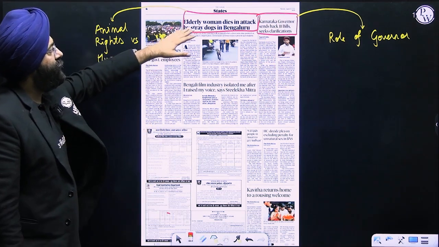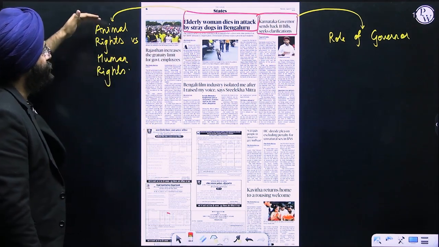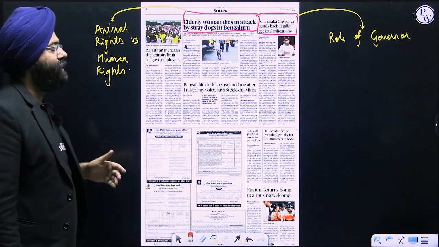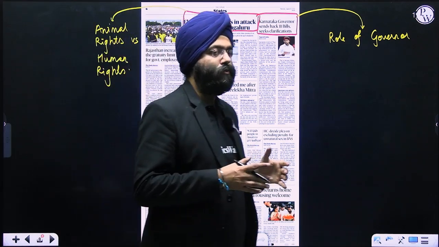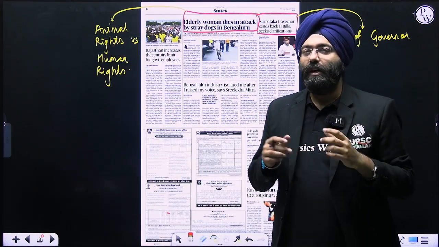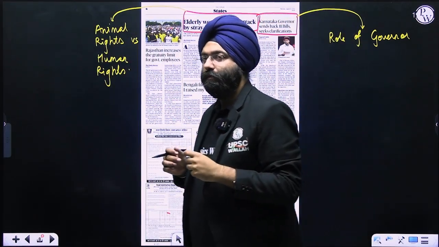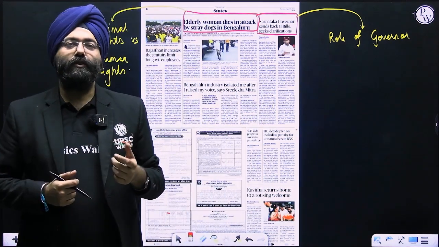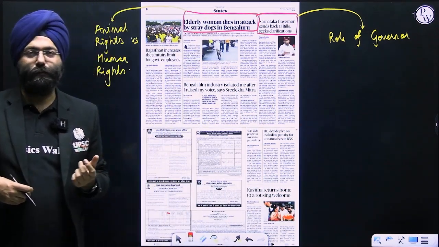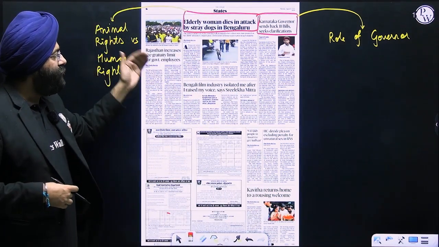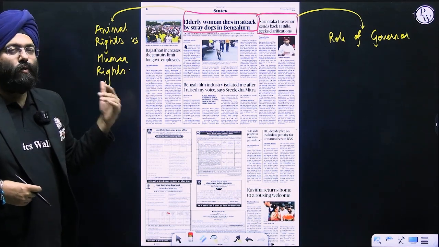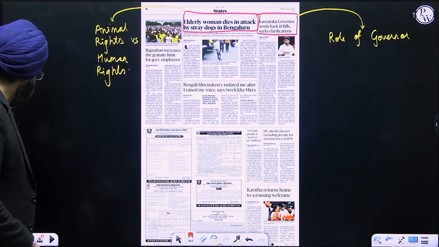Then again, an elderly woman dies in a stray dog attack. Now this is an animal rights versus human rights issue. This becomes important from the perspective of ethics, and obviously from the perspective of the constitutional aspect also. So we need to know at least what the issue is. Clear?